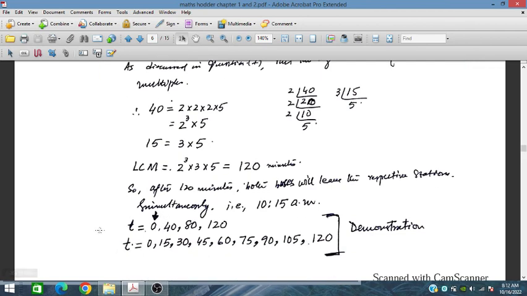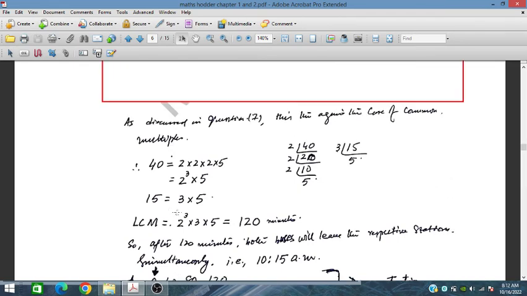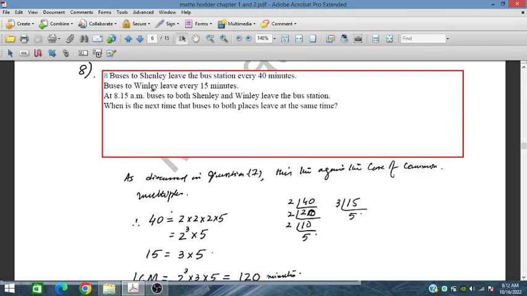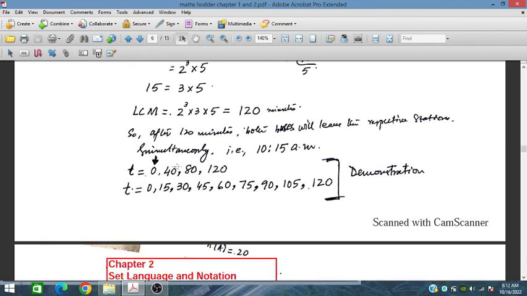So we can see this in a demonstration. At t equal to 0, both buses leave for Shenley and Manley. At 40 minutes, the second bus will leave. At 15 minutes, the other bus will leave. At 120 minutes, this is the first time both buses will leave together, and there is no other time between 0 and this number where the buses leave together. So this is the demonstration, this is the objective, this is the learning about the LCM.